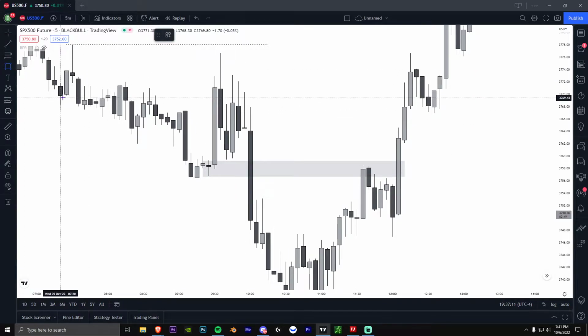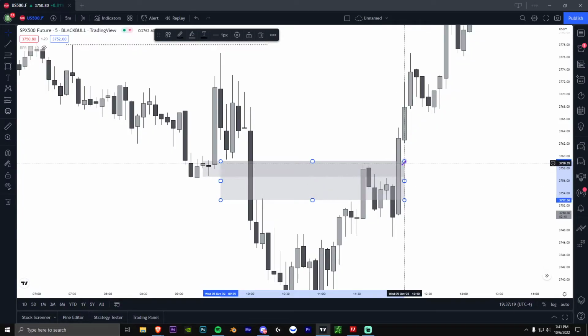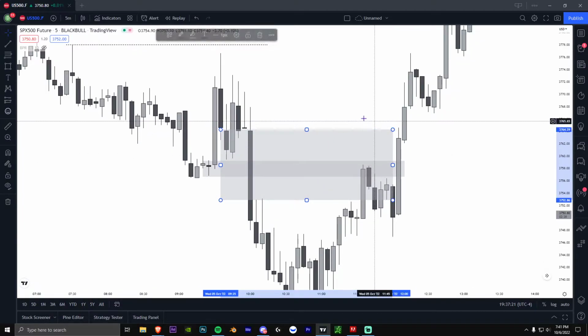The important thing with taking these mitigation blocks and breaker blocks is you want to see it in the middle of a fair value gap. So this is in the middle of a fair value gap. As you can see, the fair value gap is this size, like this.